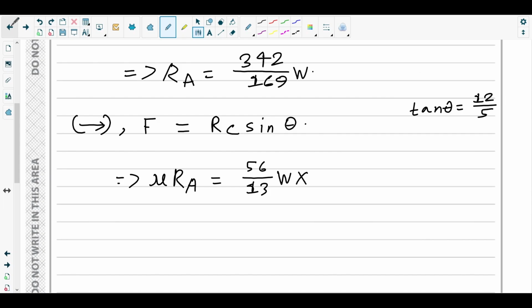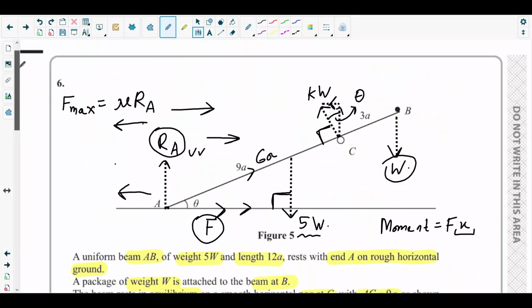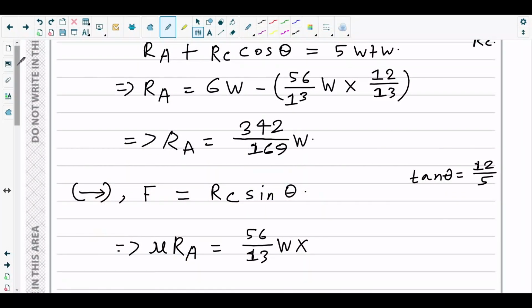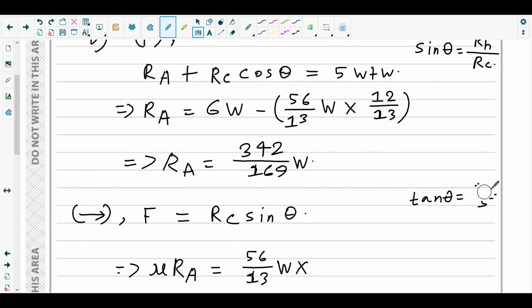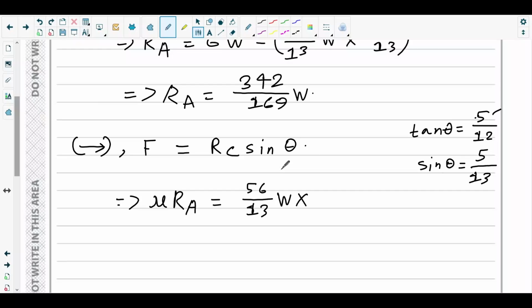So tan theta is equal to 5/12. Tan theta is opposite side over the adjacent side. So sin theta would be opposite over hypotenuse. Opposite is 5, and hypotenuse is 13. So 56/13 W times 5/13. Okay.